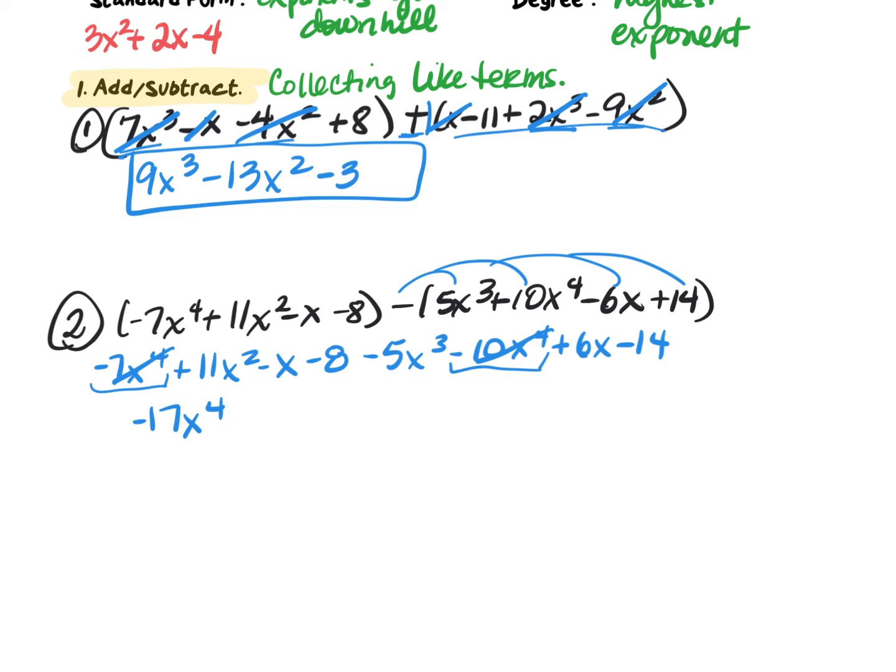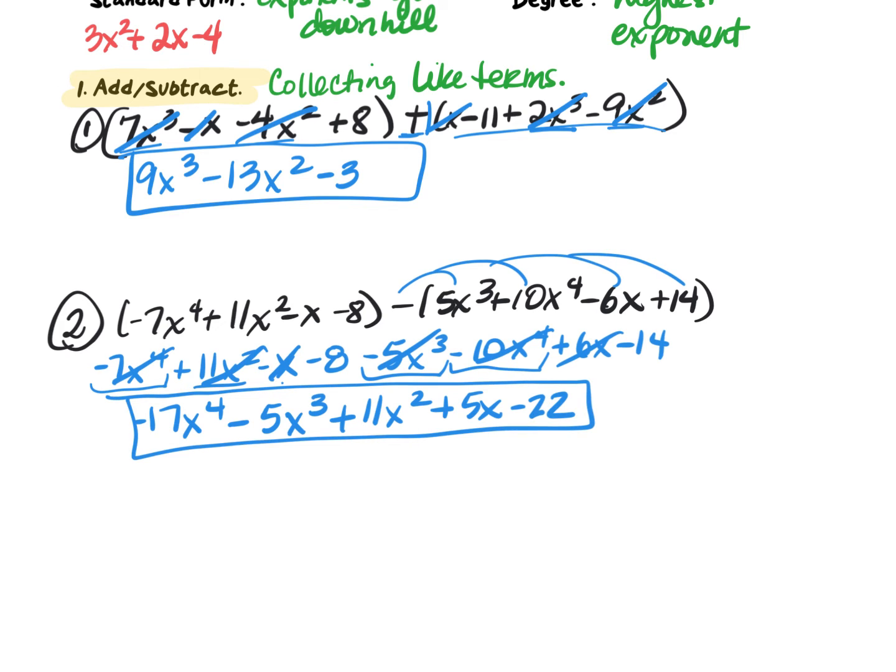X to the 3rd would be my next power down, so I look and I only have this one term. So put negative 5x to the 3rd, said it correctly. Then I look at my x squared terms. I have 11x squared, and that's it. So I just bring that straight down. X terms, I have negative x plus 6x gives me plus 5x. Negative 8 minus 14 will give me negative 22. So there's my answer. Notice my exponents go in descending order. And that's it. Now, the next thing I want to do is multiply.